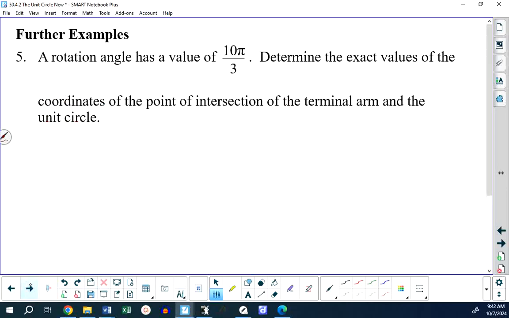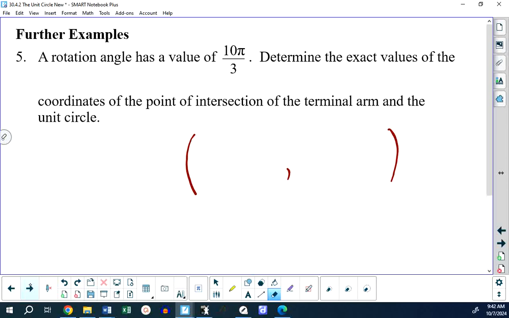And finally, determine the exact value of the coordinates of the point of intersection here. So if you were on your game, and I don't want you to look at your unit circle, what I want you to do is figure out where 10 pi over 3 is. One pi over 3, 2 pi over 3, 3 pi over 3, 4 pi over 3, 5 pi over 3, 6 pi over 3, 7 pi over 3, 8 pi over 3, 9 pi over 3. 10 pi over 3 is this angle down here.